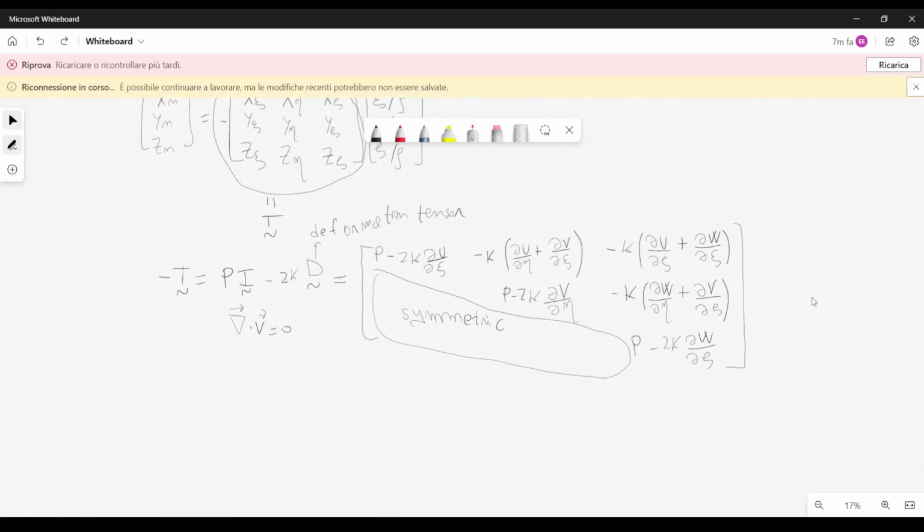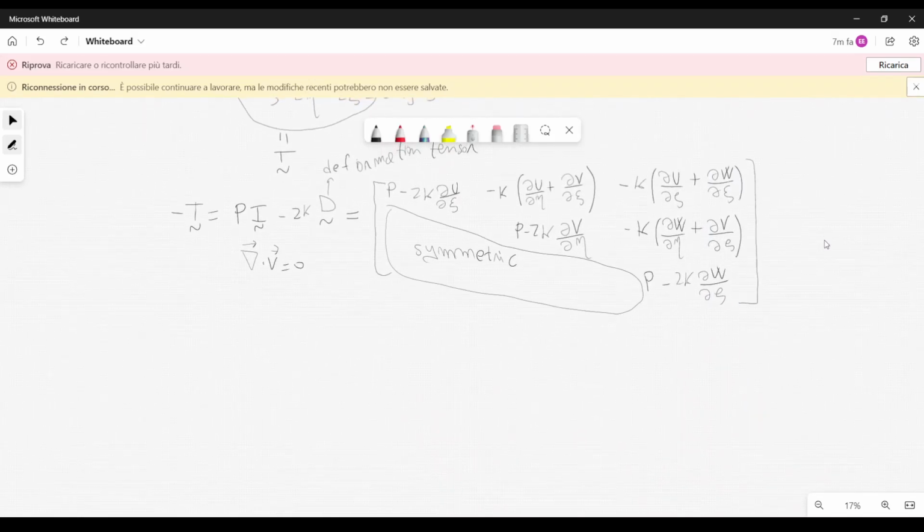So let me write it here. We have xξ equal to P minus 2K du over dξ, yη is equal to P minus 2K dv/dη. Then we have zζ equal to P minus 2K dw/dζ.